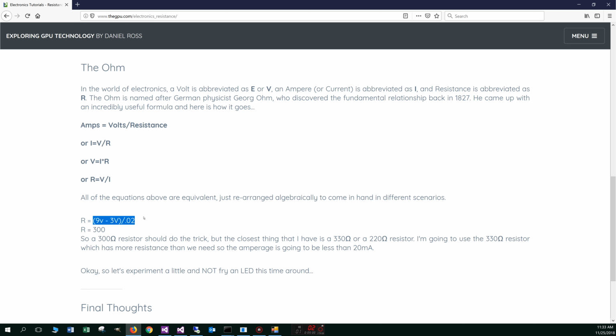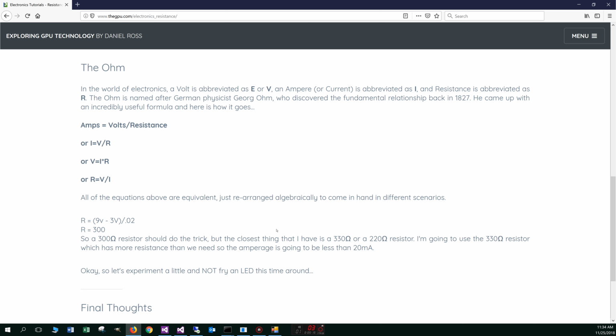Now, if we just run this through our calculator and do 6 divided by 0.02, we come up with R equals 300. So a 300 ohm resistor should do the trick, but the closest thing that I have is a 330 ohm resistor or a 220 ohm resistor.